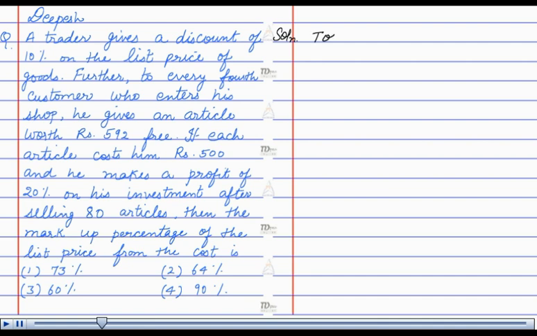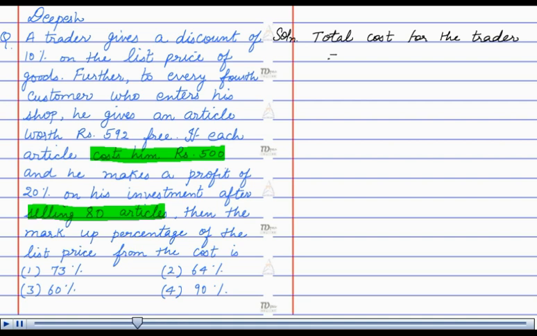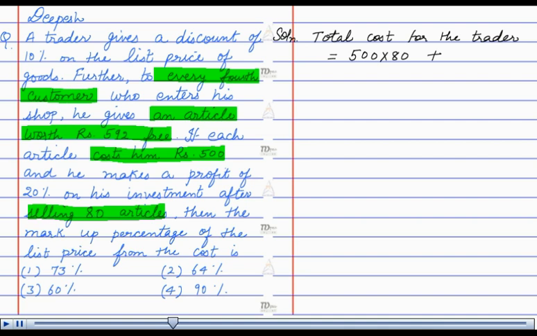Let us first find the total cost for the trader. As each article has a cost price of rupees 500 and he is selling 80 articles, his total cost will include 500 into 80, and also as he is giving an article of rupees 592 free to every fourth customer, that is to 80 upon 4 customers, which is equal to 500 into 80 plus 592 into 20, which is equal to 51,840 rupees.